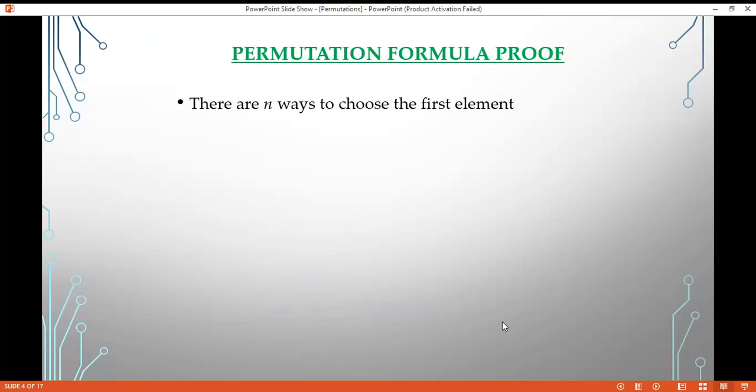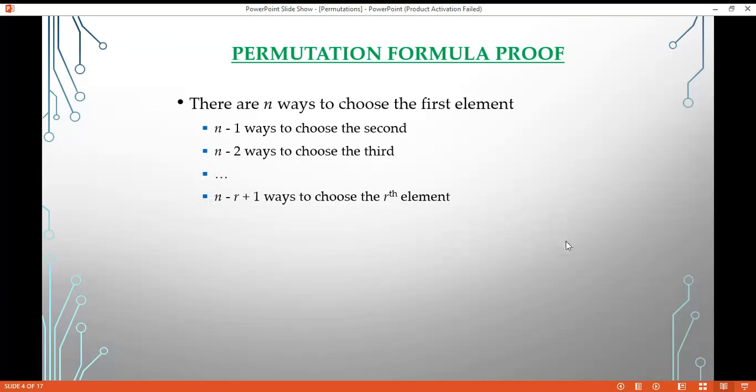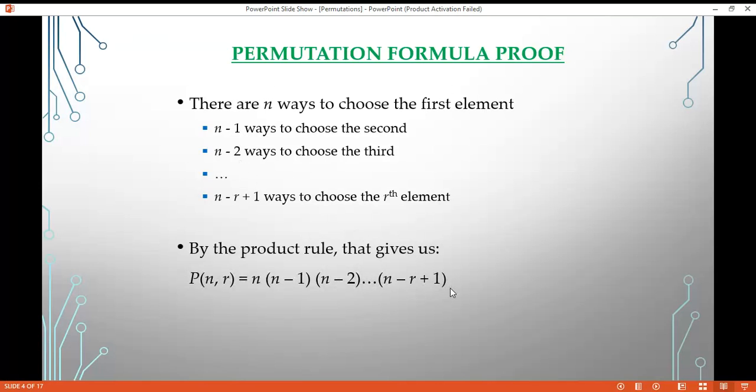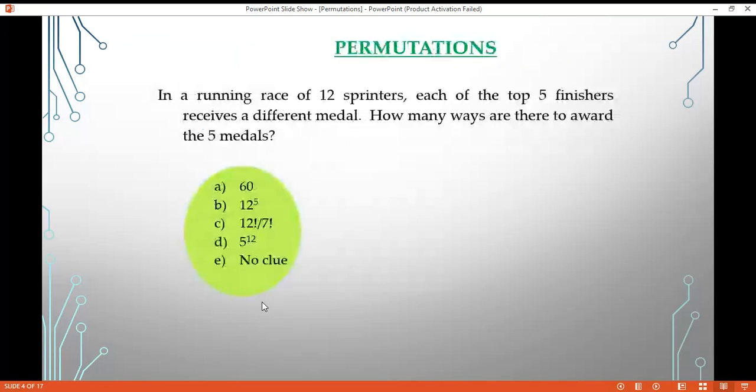Now, the permutation formula proof. How can we get this formula? Suppose we have n ways to choose the first element, n minus 1 ways to choose the second element, and n minus 2 ways to choose the third. Like that, up to n minus r plus 1 ways to choose the rth element, right? Because for the third element we have n minus 2 ways, so for the rth element we have n minus r plus 1 ways. By the product rule, n times (n minus 1) times (n minus 2) up to (n minus r plus 1), we get P(n, r).